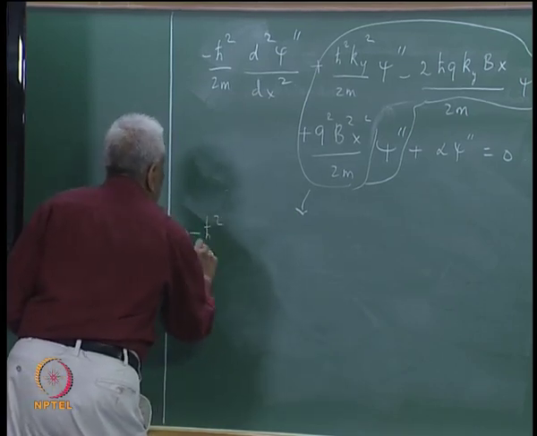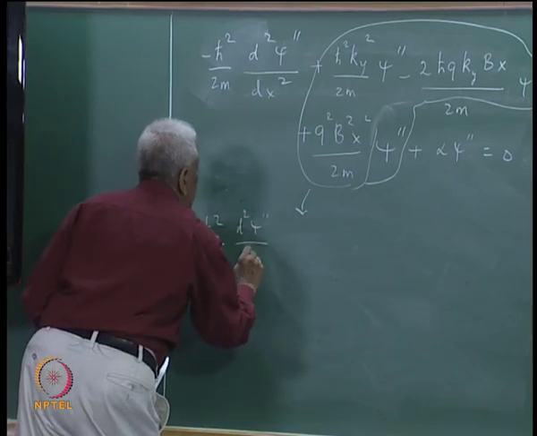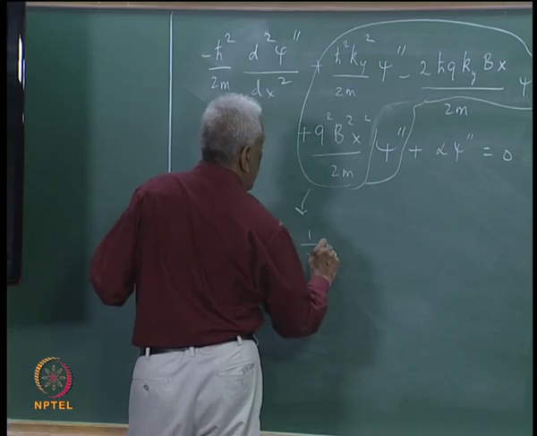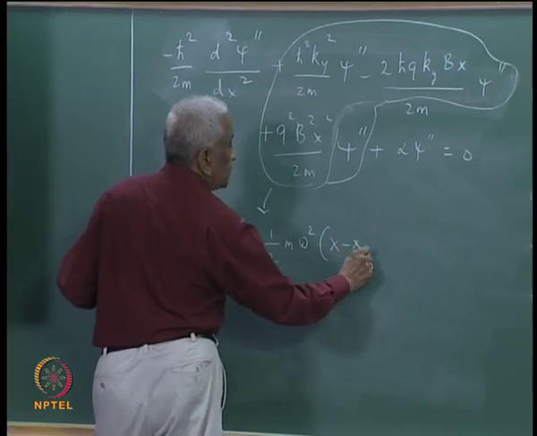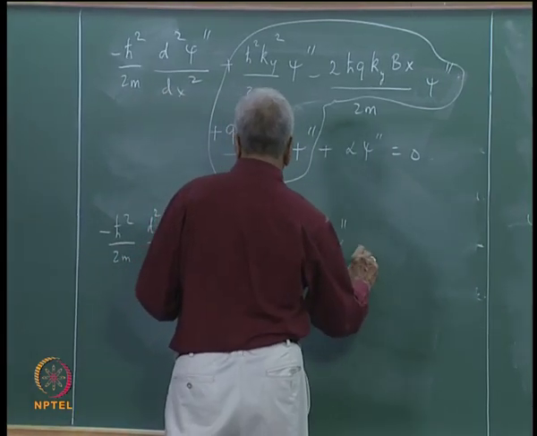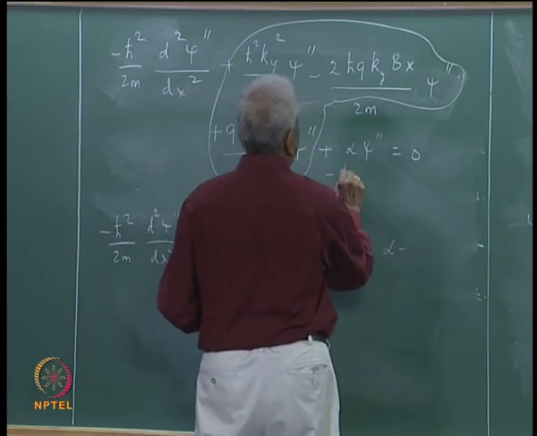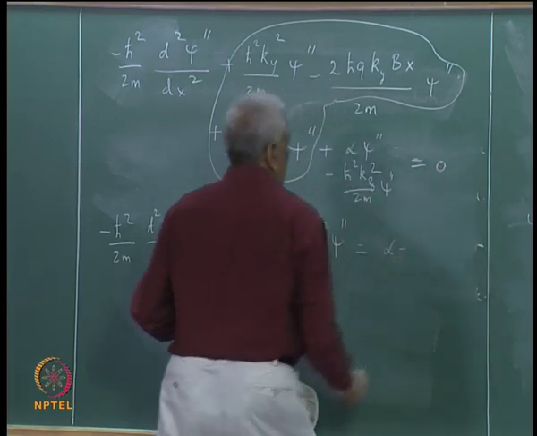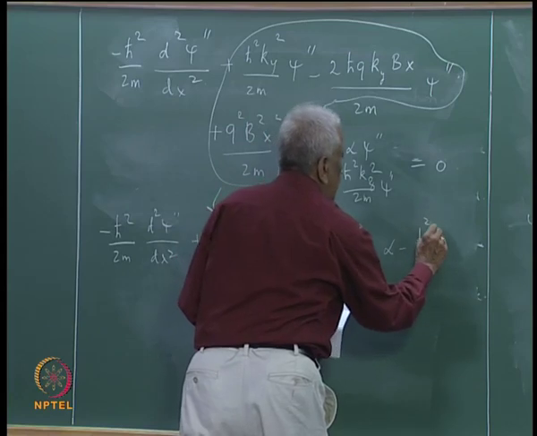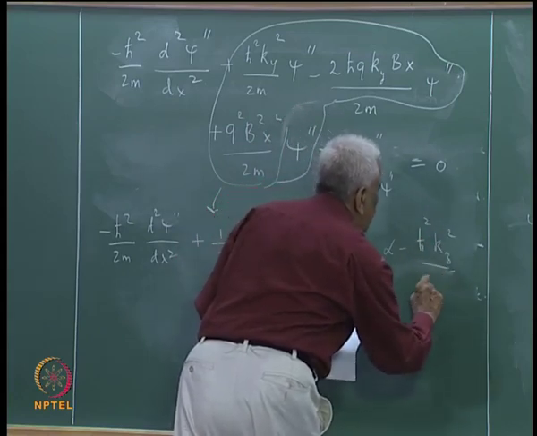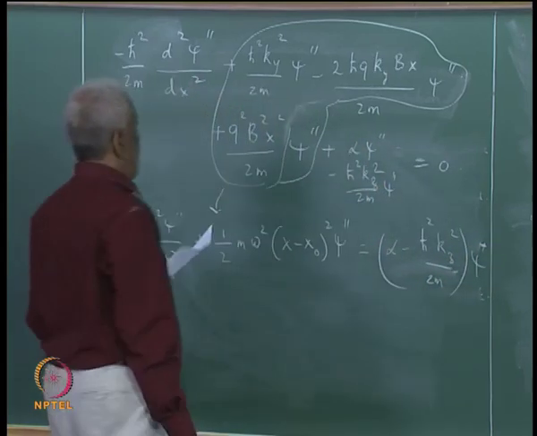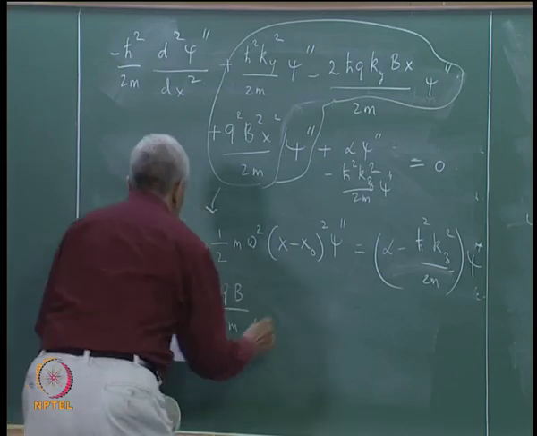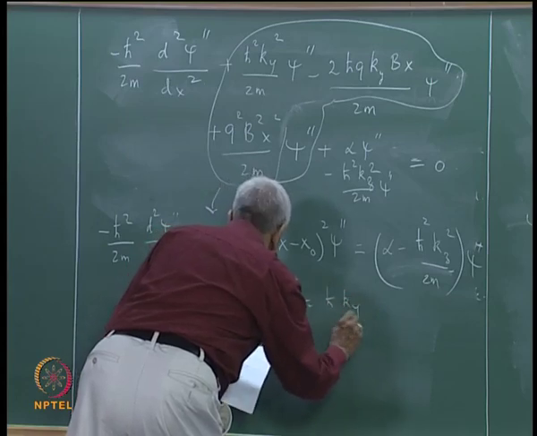So, I will have minus h cross square by 2m d square psi double prime by dx square, which is in the form of a kinetic energy operator operating on psi double prime. Then the rest of it can be written in the form half m omega square x minus x naught square psi double prime equal to alpha minus, I have left out, so alpha minus h cross square kz square by 2m. So, where omega is qB by m and x naught is h cross ky by qB.